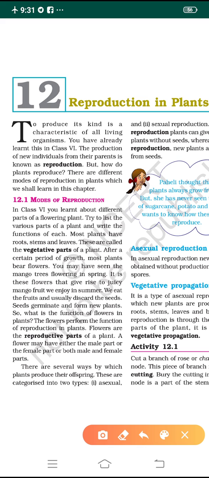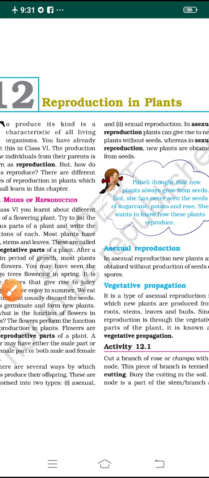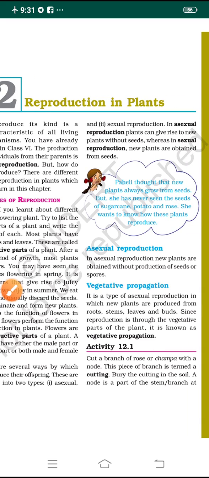There are several ways by which plants reproduce their offspring. Offspring means their young ones. There are different ways by which plants reproduce their offspring, and those are categorized as asexual and sexual reproduction. You have to remember here, dear students, that these two types are called asexual reproduction and sexual reproduction.